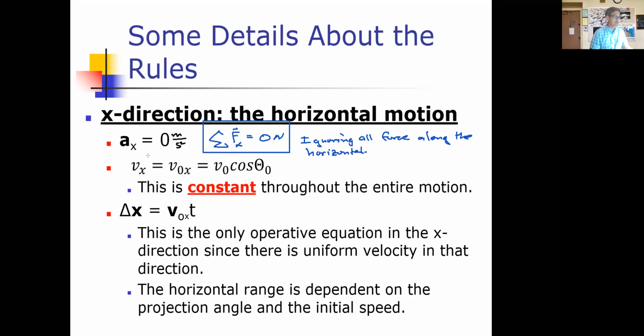Now, whatever this initial velocity is, and this is how we would calculate for it, remember, we'll talk about this. Whatever that initial velocity is along the x direction, regardless of where along the motion, where along the parabola we are observing, that velocity will be the same, and it will be the same as the initial velocity along the x direction. And how do we solve for that one?